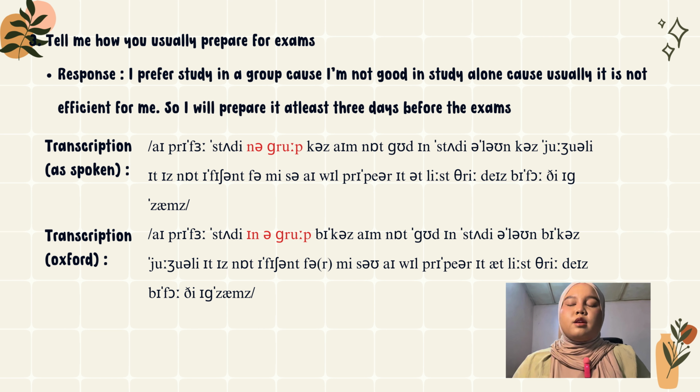So over here, there is one elision that occurred in the phrase "study in a group." Instead of pronouncing the word "in," the participant dropped the vowel, so it becomes "n group." The omission of articles and prepositions reflects casual spoken English, where rhythm takes priority over clarity of each word. Hence, that is why the vowel is dropped.